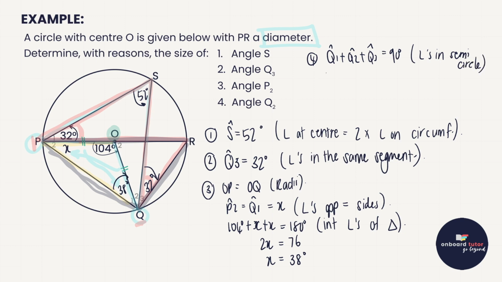And then we just substitute in: 38 plus Q2 plus 32 equals 90. Okay, and then we add that up. 38 plus 32 makes 70. And so Q2 will have to be the remaining 20 degrees there. And there we have it. Circle geometry at its finest.